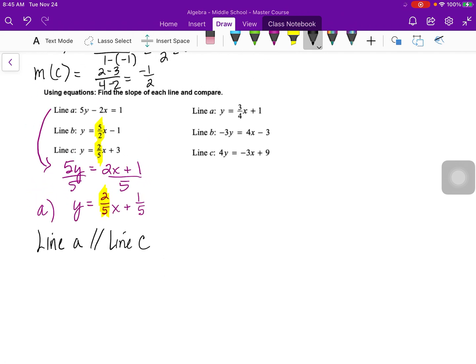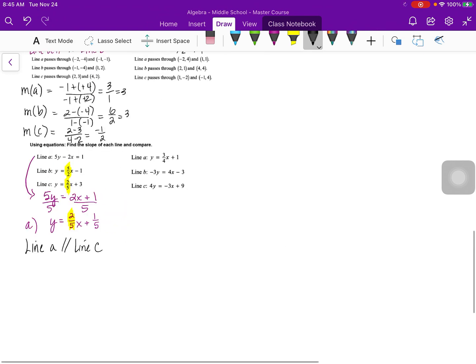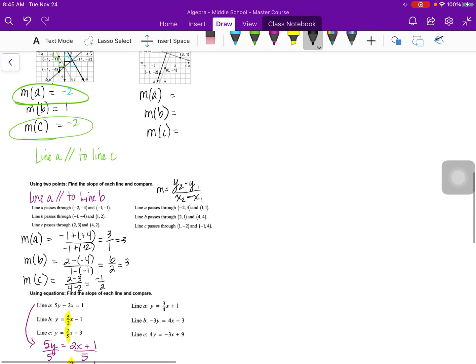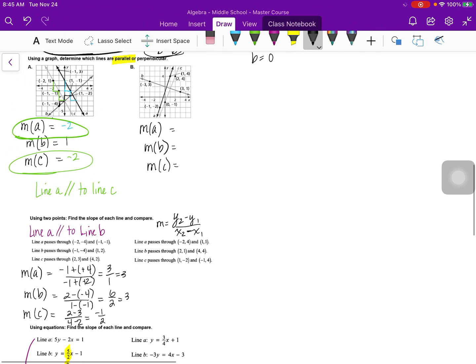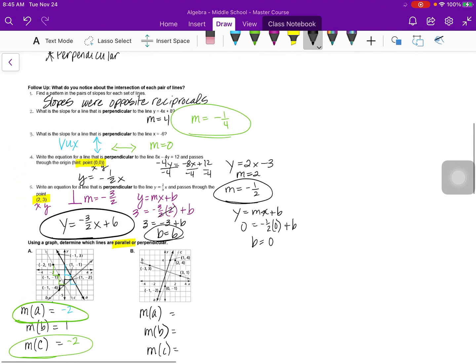I'm going to let you do the second set of equations there. Look at those, decide whether lines are parallel or perpendicular. And then we'll come back and talk about those examples that you did on your own in class, okay?